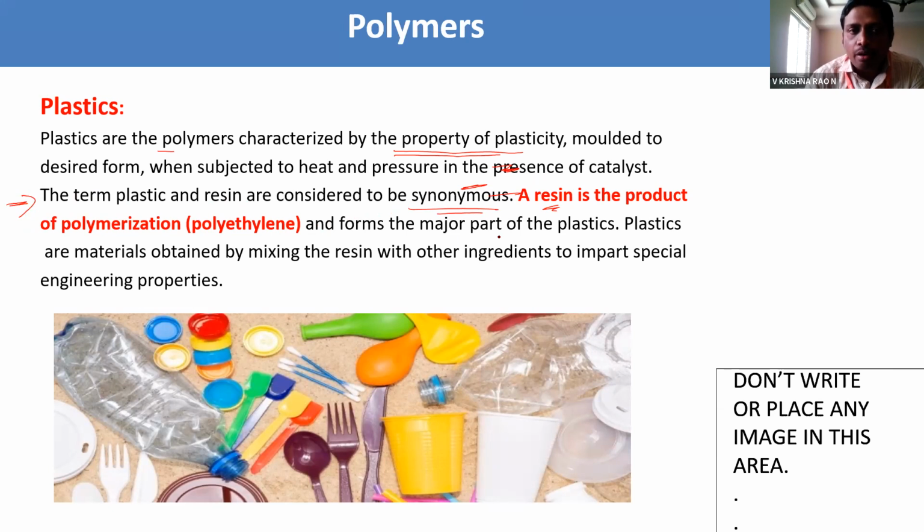A resin is the product of polymerization. Polyethylene is a resin; we call it a resin here. How do we get polyethylene? The monomer is ethylene, and on polymerization you get polyethylene. Polyethylene we call a resin. Resin is the product of polymerization and forms a major part of the plastics.